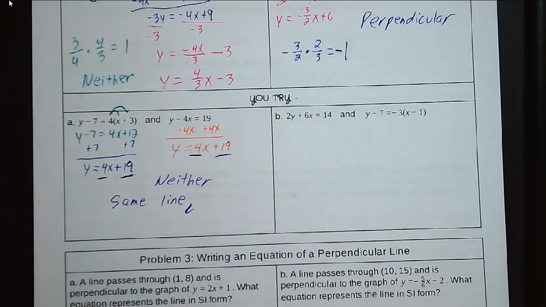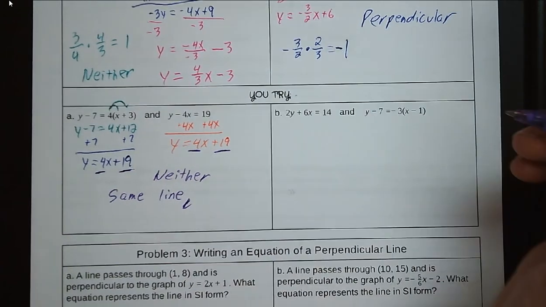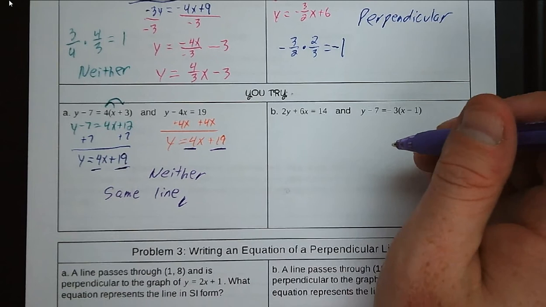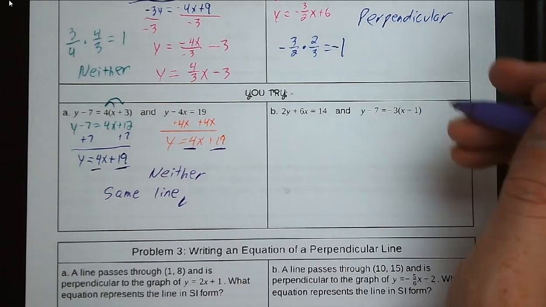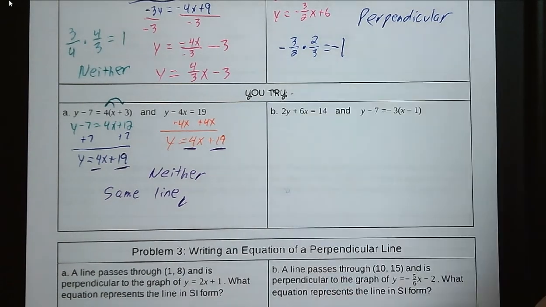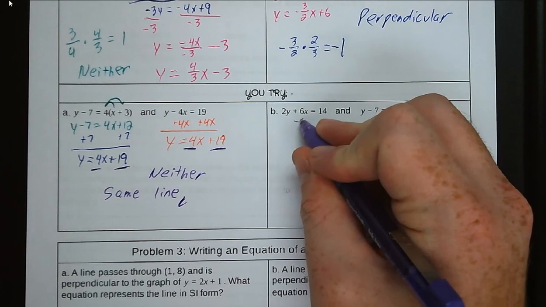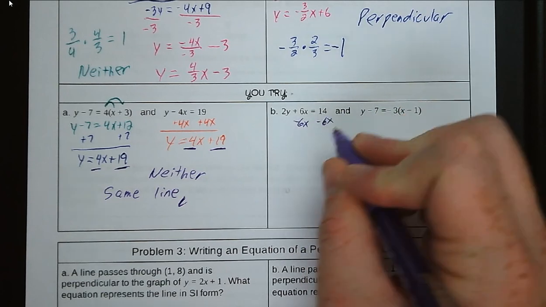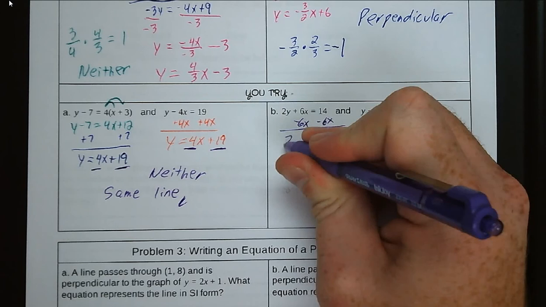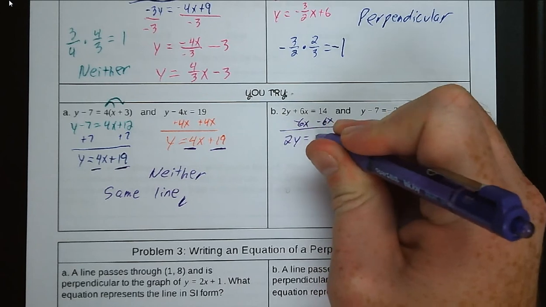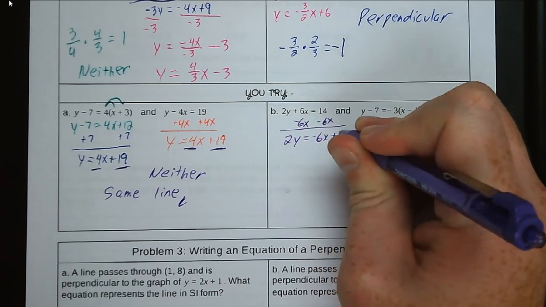All right, let's take a look at letter B of the Try-Its. So we need to get both of these into slope-intercept form so that we can compare. So the first equation, I'm going to subtract 6x from both sides of my equation. So 2y is equal to negative 6x plus 14.